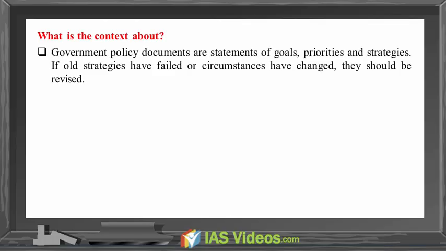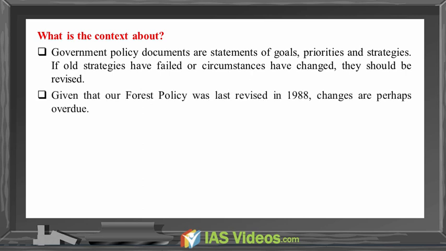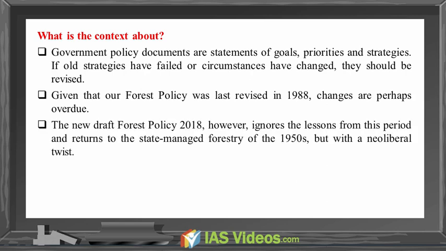What is the context about? Government policy documents are statements of goals, priorities and strategies. If old strategies have failed or circumstances have changed, they should be revised. Given that our forest policy was last revised in 1988, changes are perhaps overdue. The new draft Forest Policy 2018, however, ignores the lessons from this period and returns to the state-managed forestry of the 1950s, but with a neoliberal twist.